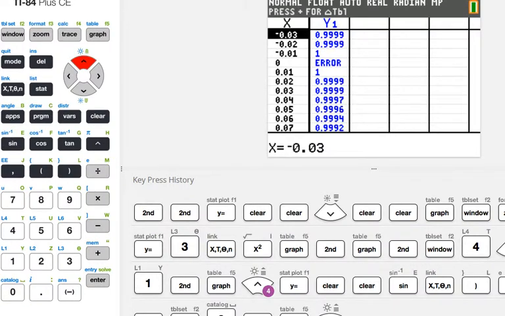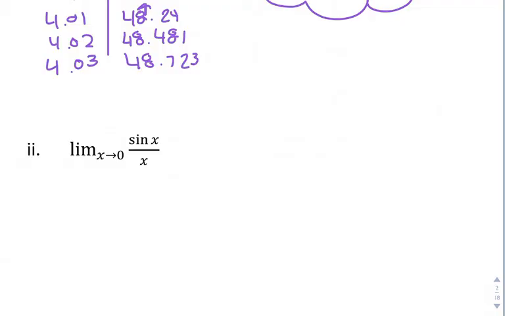And then as I see, as it approaches from the left side, even though this is an error, it gets closer and closer to 1. As it approaches from the right side, it gets closer and closer to 1. Therefore, my limit as x approaches 0 of sine x over x is just 1. And again, I would want you to recreate that table.